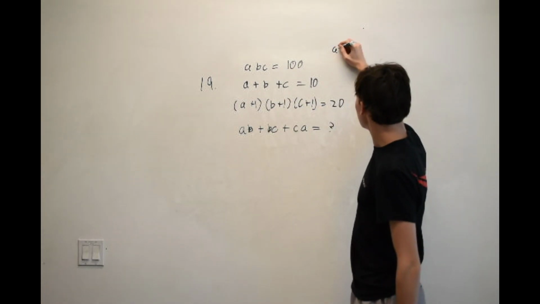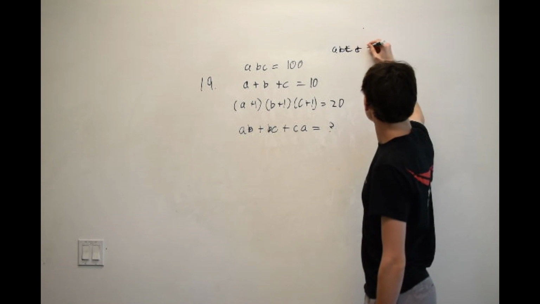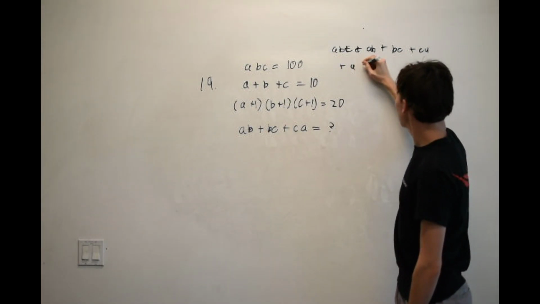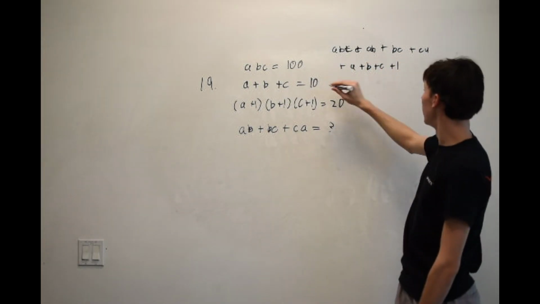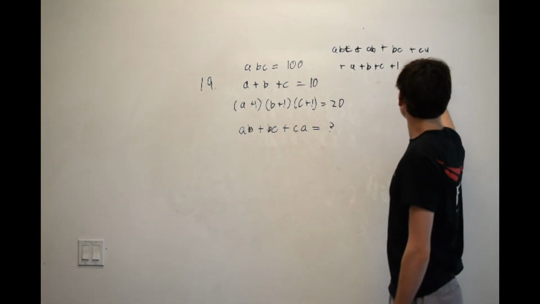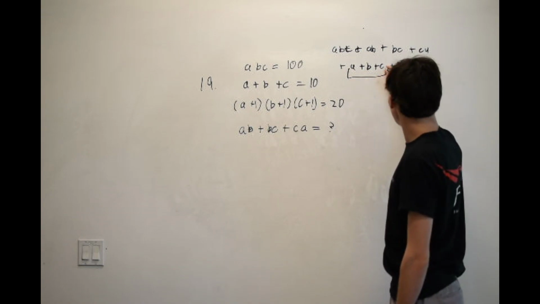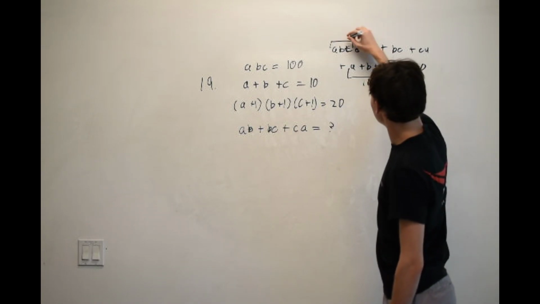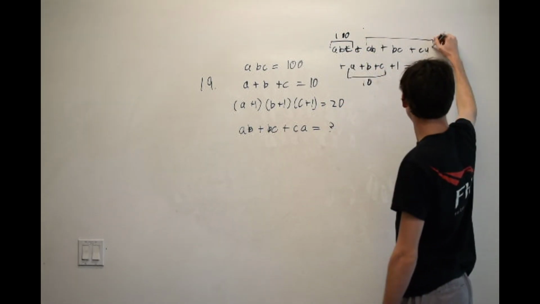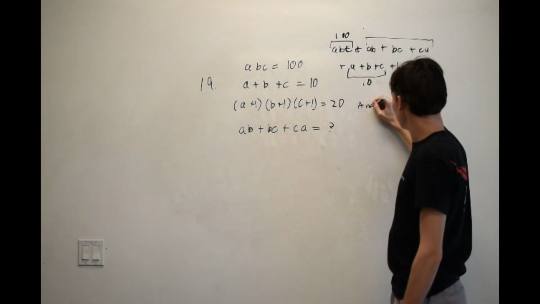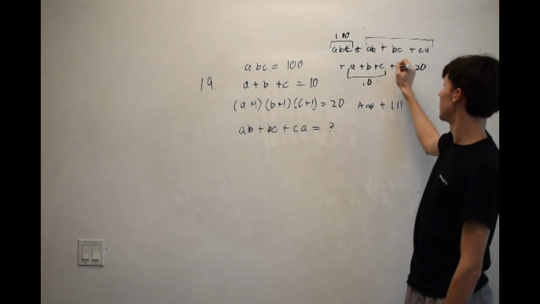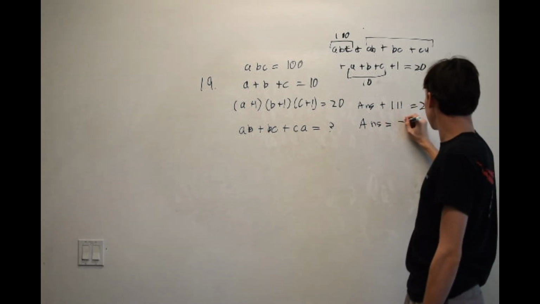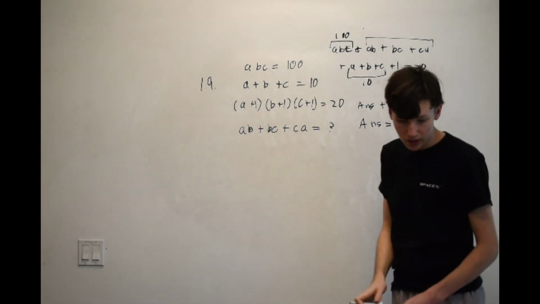What you end up getting is ABC plus AB plus BC plus CA plus A plus B plus C plus 1, when you multiply this out, is equal to 20. We can replace A plus B plus C with 10, and ABC with 100, and this is our answer. So answer plus 111, which is 100 plus 10 plus 1, is equal to 20, which means your answer is negative 91.